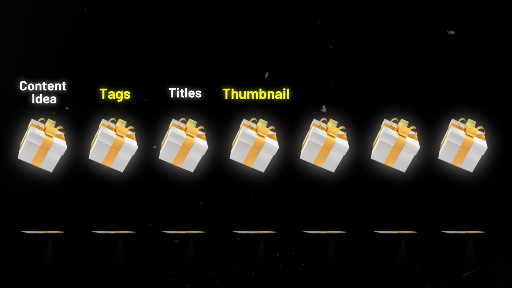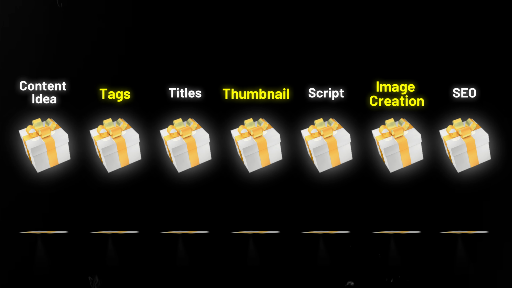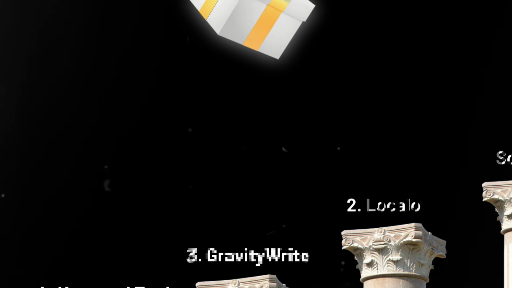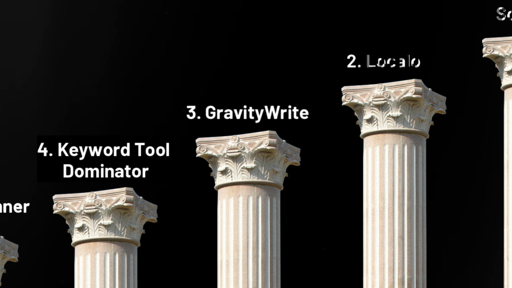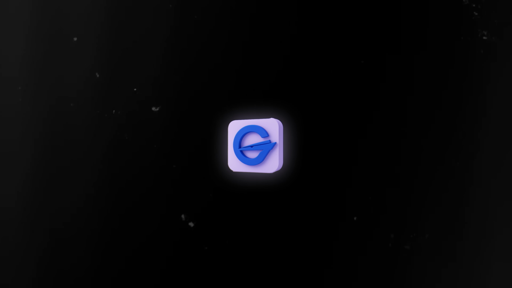But what if you didn't have to use separate tools for different tasks like content idea generation, tags, titles, thumbnails, scripts, image creation, SEO, and more? There's one tool at number 3 on our list that covers almost everything. It's called GravityWrite. GravityWrite is an underrated gem for YouTube creators.